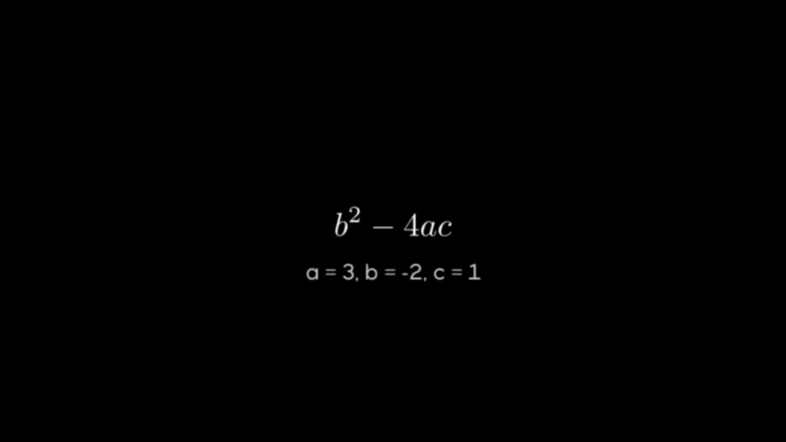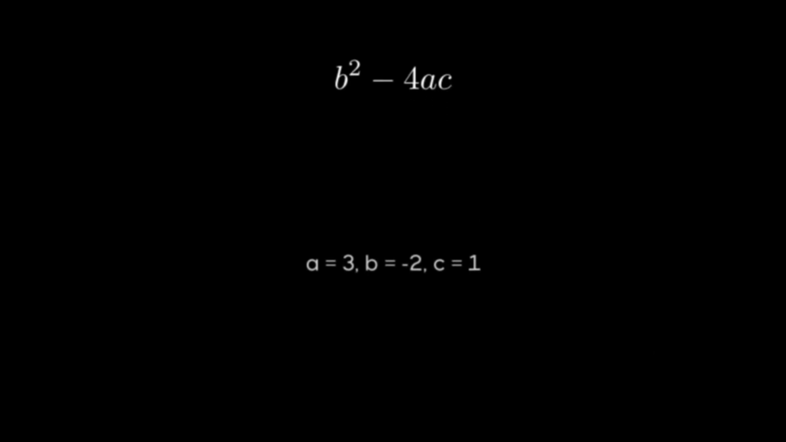The discriminant will tell us important information about the nature of the solutions to this equation. For any quadratic equation in the standard form, ax squared plus bx plus c equals 0, the discriminant is given by b squared minus 4ac. By comparing our equation 3x squared minus 2x plus 1 equals 0 with the standard form, we can identify that a equals 3, b equals negative 2, and c equals 1.